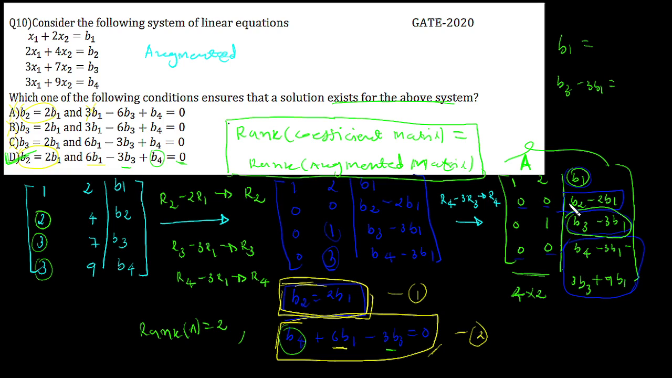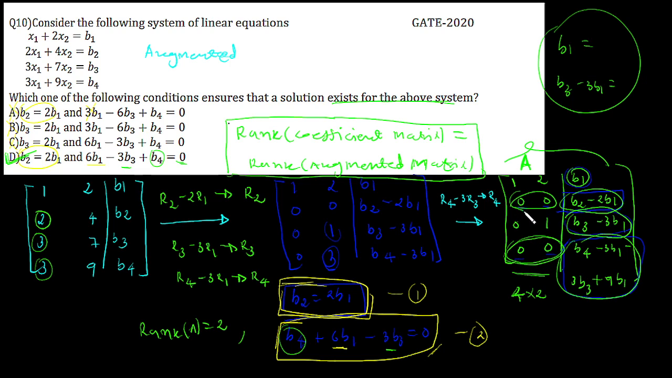Still I am getting the rank of the augmented matrix as 2. It does not matter whether this b1 takes a non-zero or zero value. In the same way for this third entry also, so we are not getting any condition from those two entries. We are only getting the condition from those two entries here, this one and this one, because in the coefficient matrix we have reduced this row to 0 and this row to 0 as well. So the necessary condition will come from this row and this row.